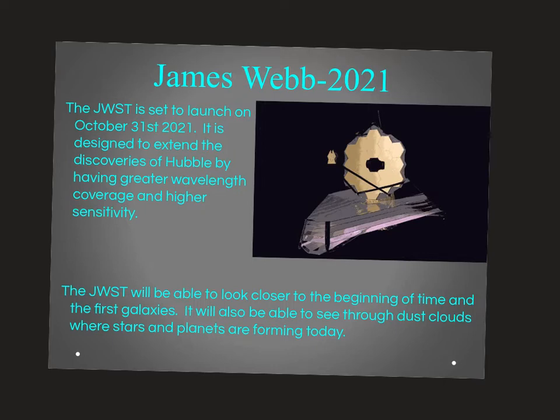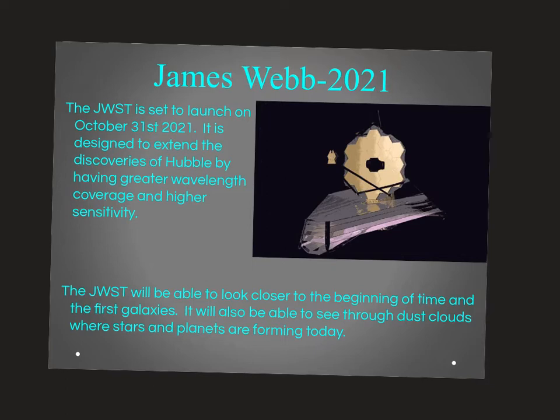Happy birthday to me. It is designed to extend the discoveries of Hubble by having greater wavelength coverage and higher sensitivity. So what does that mean by greater wavelength coverage? Remember that the Hubble telescope looked at infrared, it looked in visible light, and what was the other one? Is it X-ray? I don't think so. It might have been microwave. We'll check that again. So if it has a greater wavelength coverage, that means it's going to be able to look outside of those. So the more wavelengths and types of electromagnetic spectrum you're able to look at, the more objects you're going to be able to observe.